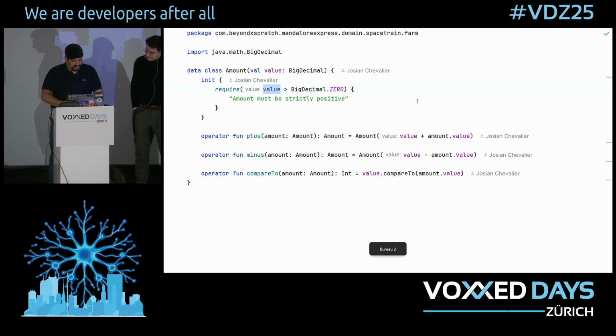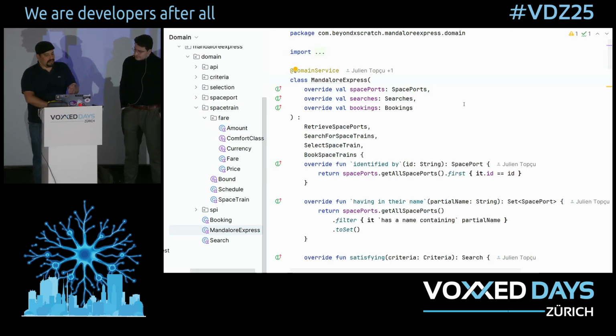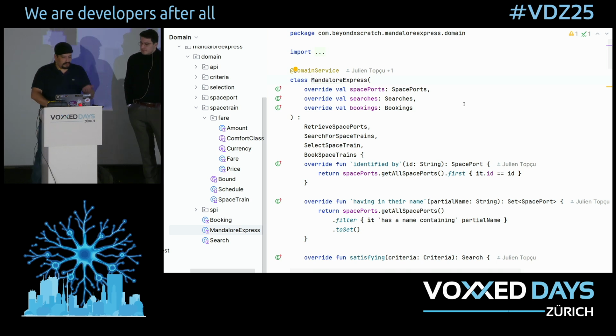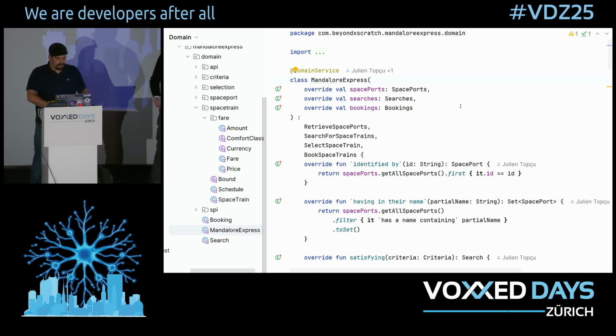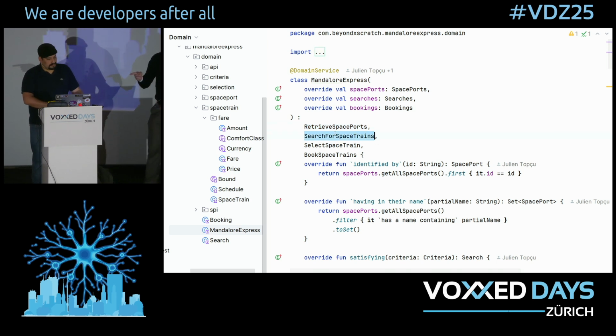So let's go here in the code, and you will see that all the behaviors are implemented in Model Express here, which is the domain service of our application. Called Model Express because it's the entry point of the application. Exactly. As you can see here, it implements several interfaces, which represent the features of our application. Okay, so we could split along the lines of this implementation. Exactly. Retrieve spaceport, search for space train, and select space train.